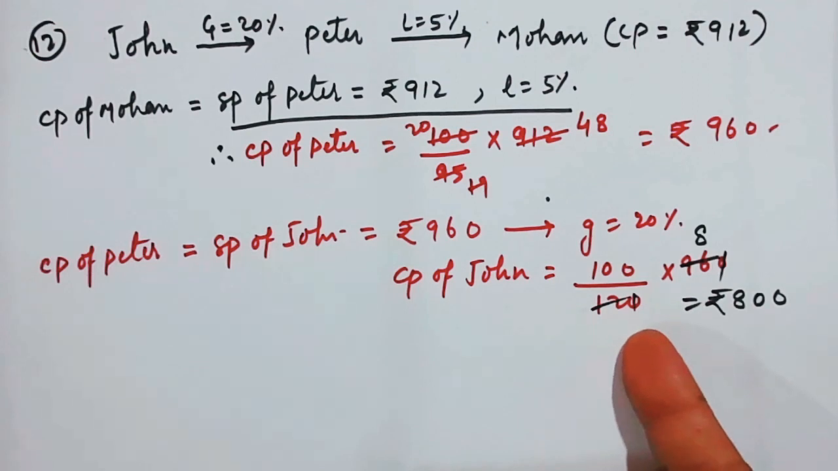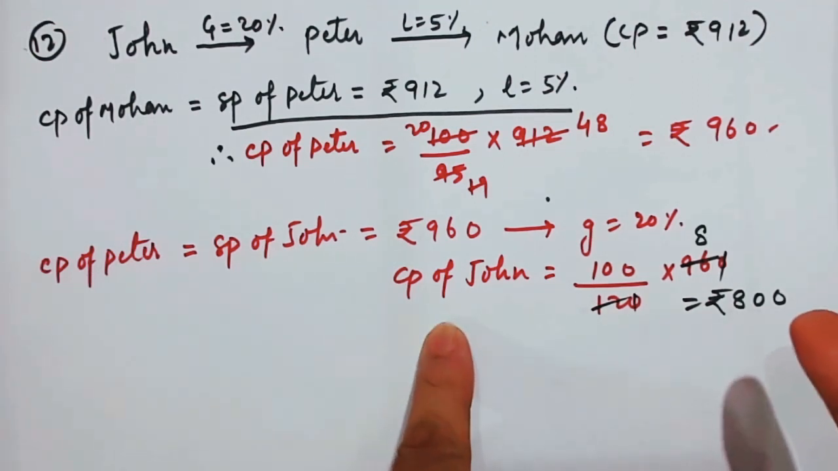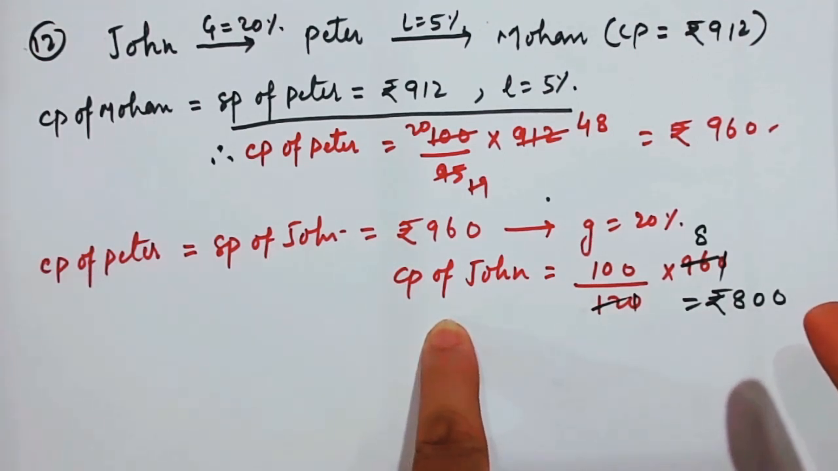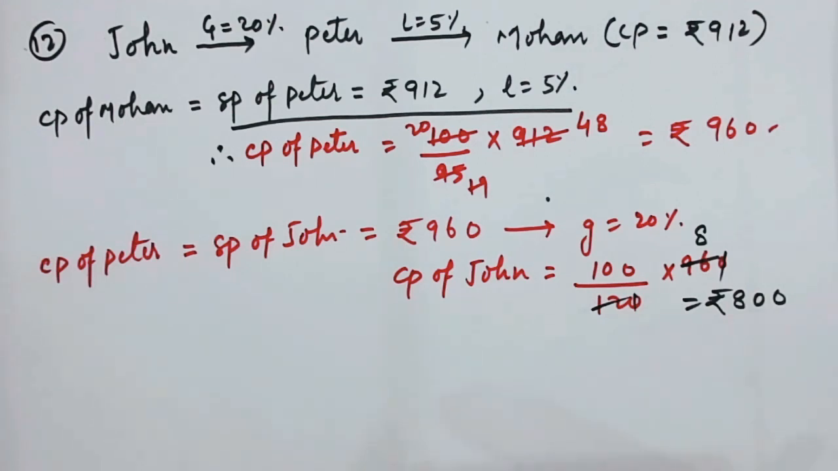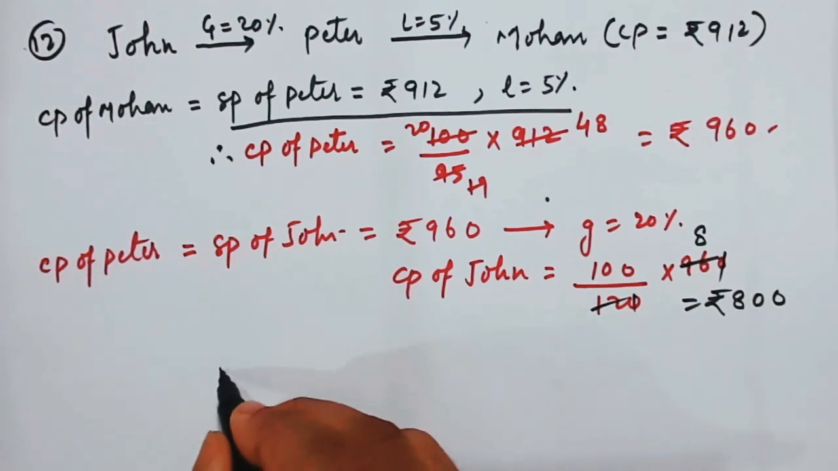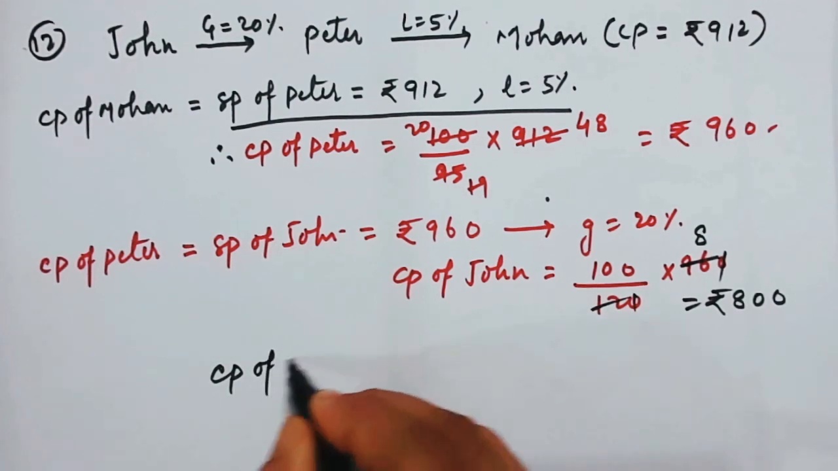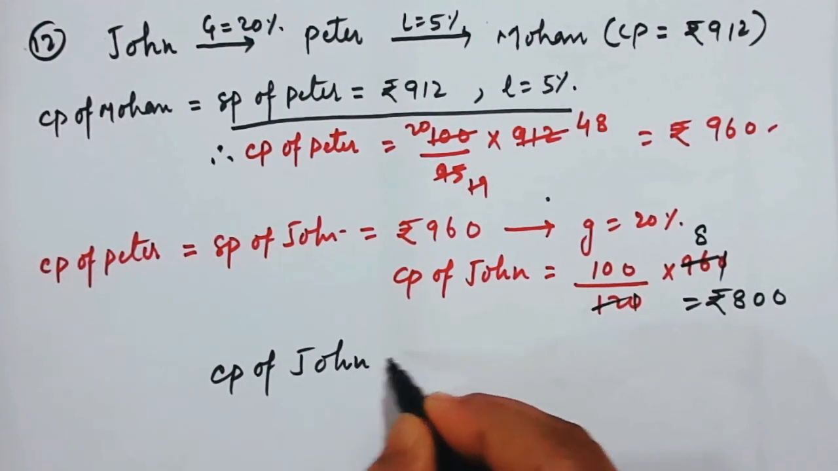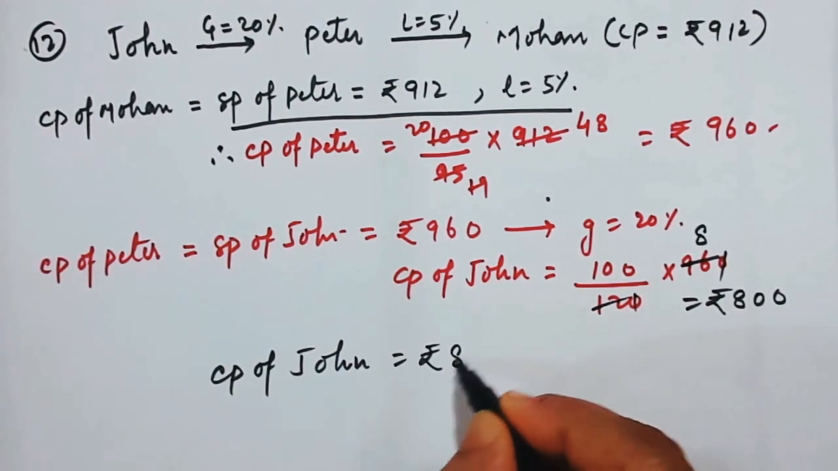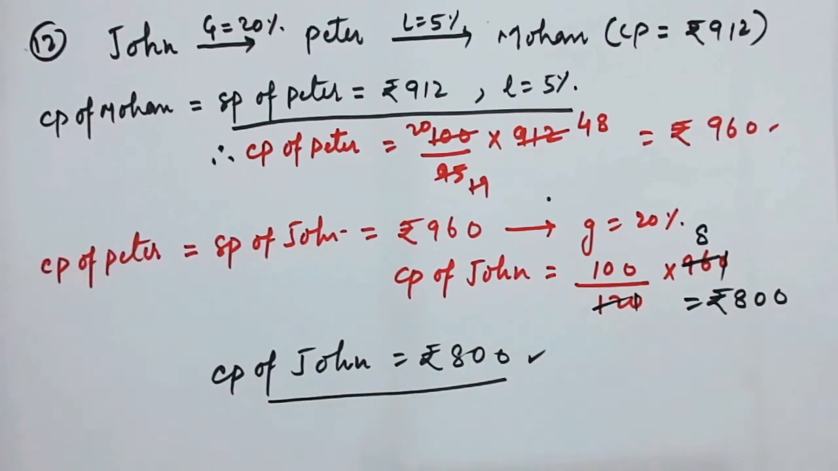Therefore, what you are being asked is, find how much did John pay for it. Therefore, the cost price of John is equal to rupees 800, and be happy.